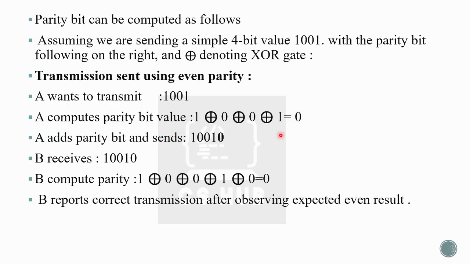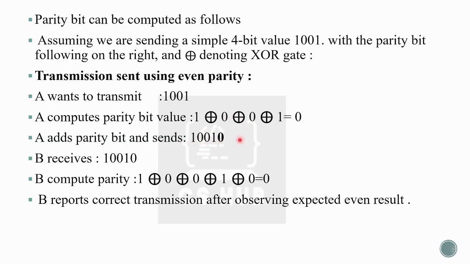And then A finds out the parity, right? The parity bit is 0. The next step is to add that parity and send the data. A wants to transmit 1001. A computes the parity bit, and the parity bit is 0. Then A adds the parity bit and sends it. So our data is 1001 and our parity is 0, and this is our data. A wants to transmit this data now.